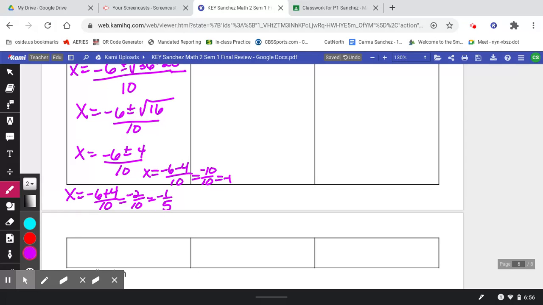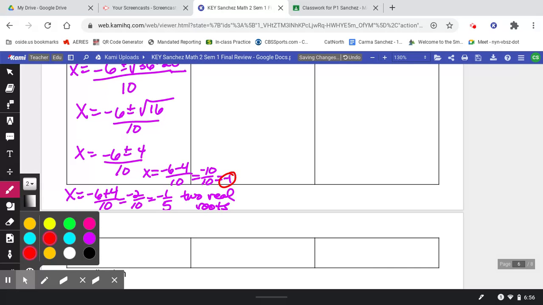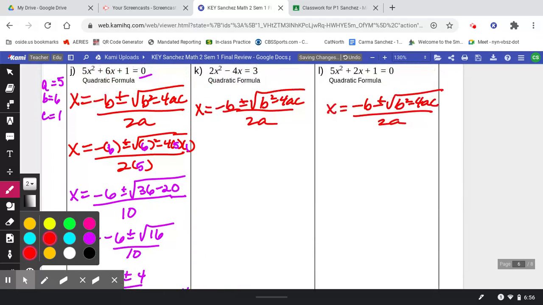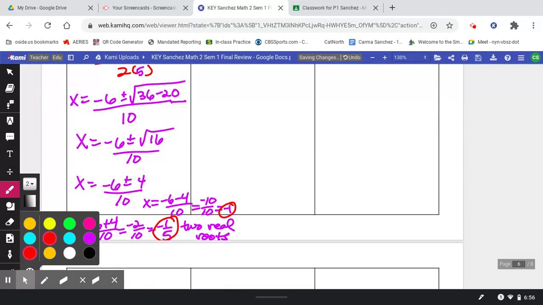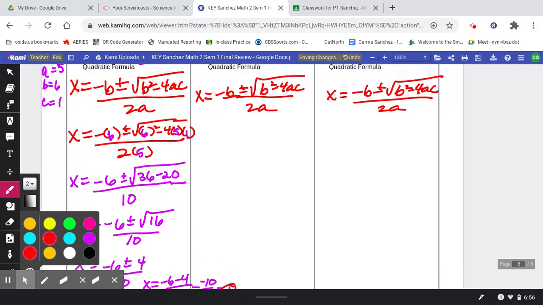So my two real roots are negative 1 and negative 1/5. So what does that mean? It means I could have factored this because I got two rational numbers as my two real roots. So keep that in mind. If I don't have a square root left in the answer, if it ends up with a perfect square as the discriminant, I could have factored it.